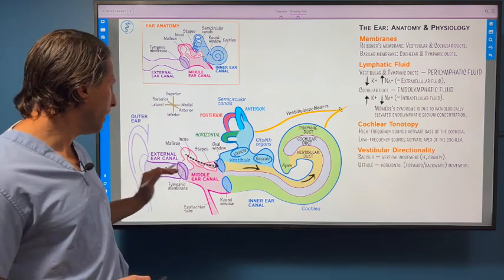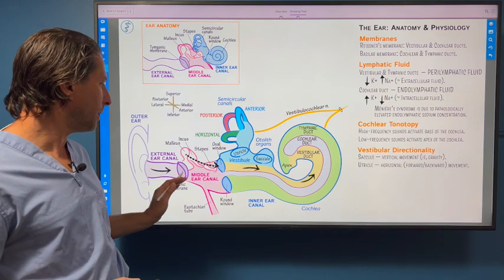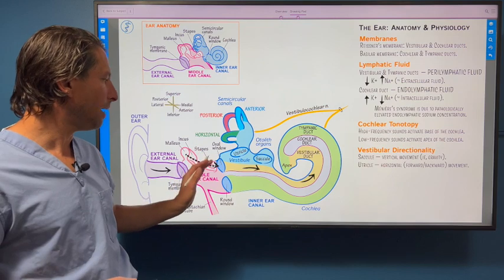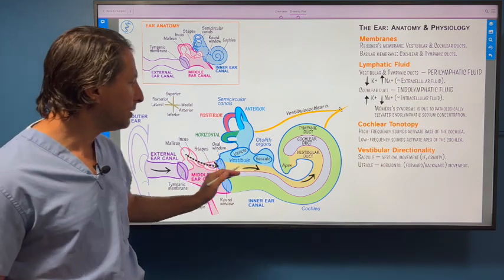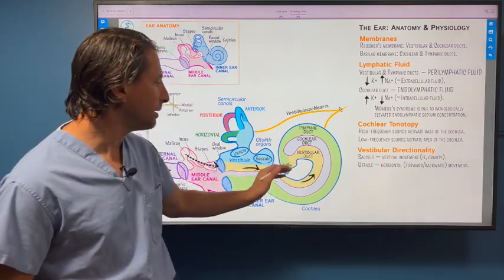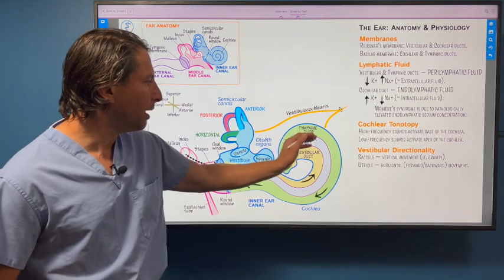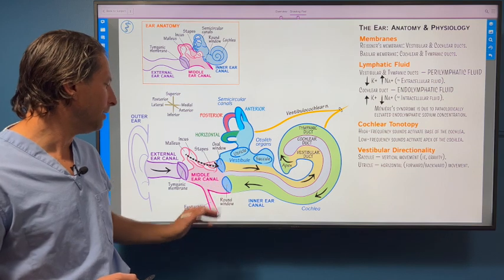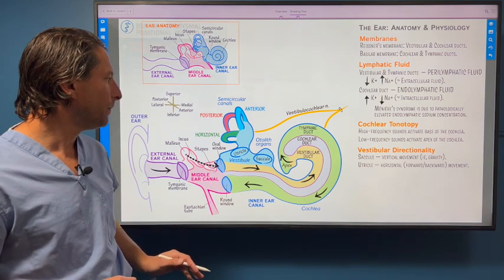So when a sound wave comes in, it strikes the tympanic membrane. It's transmitted along the malleus, incus, and stapes to the oval window. It's transmitted along the vestibular duct, and then it crosses the apex to the tympanic duct, and then is transmitted back here to the round window.